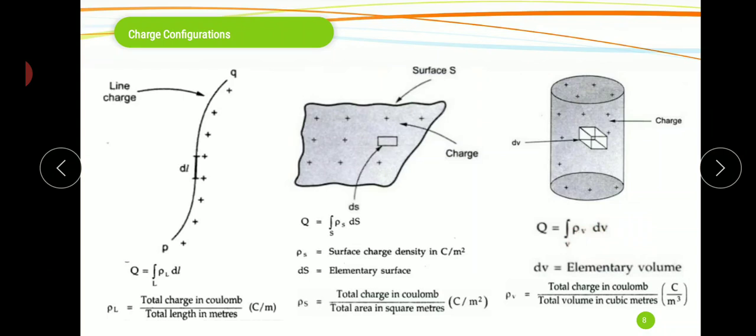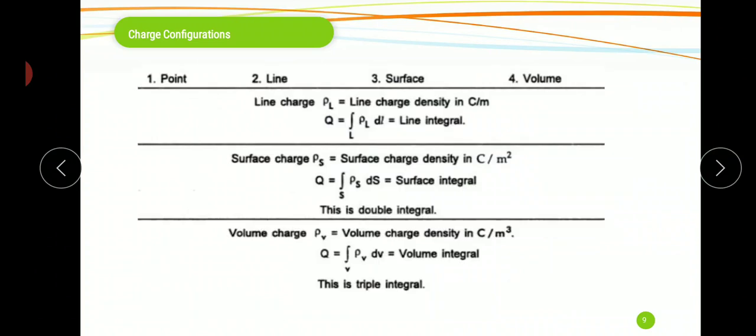There are three types, actually four types. Point charge is also taken in this, but there is no explanation about the point charge. So mainly we discuss these three charge distributions, that is line charge, surface charge and volume charge distribution. So these are the main key points we have to discuss in this entire paper. And this is a simple table for line charge, surface charge and volume charge.